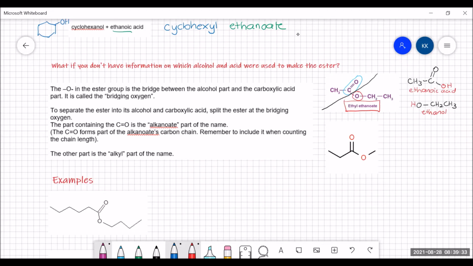Let's have a go at another one. So here all we need to do is identify where our ester group is, and then we need to slash it down the middle. This leaves us with two parts.